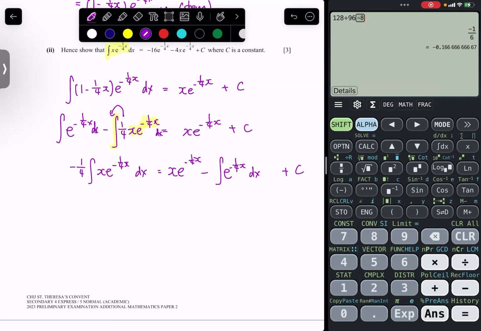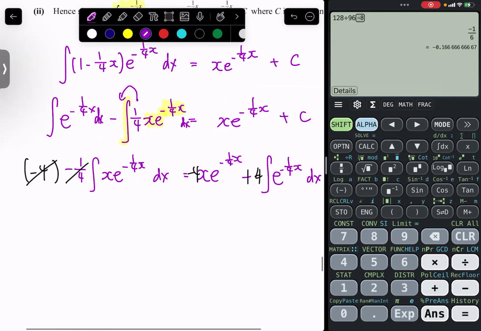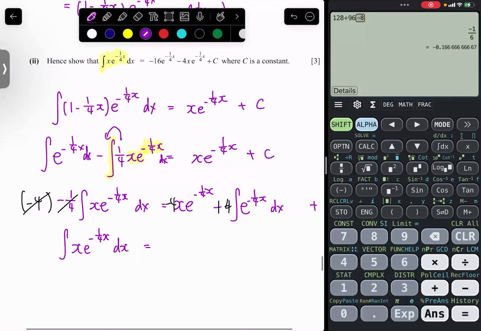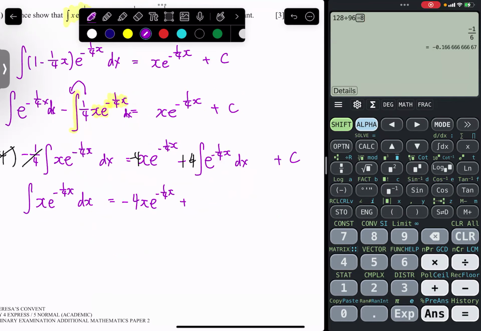Since it's an equation, if I multiply everything by negative 4, that will work as well. Then this will become plus 4, and this one and this one will cancel off. So I will get the integral of x e^(-1/4 x) dx equals negative 4x e^(-1/4 x). Now come to this part, plus 4.